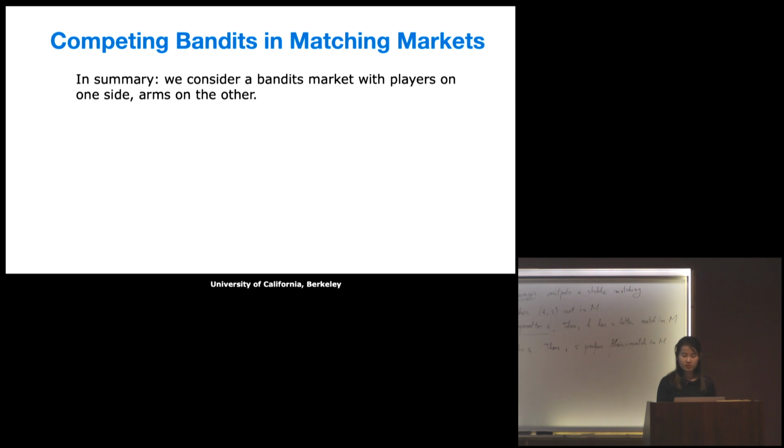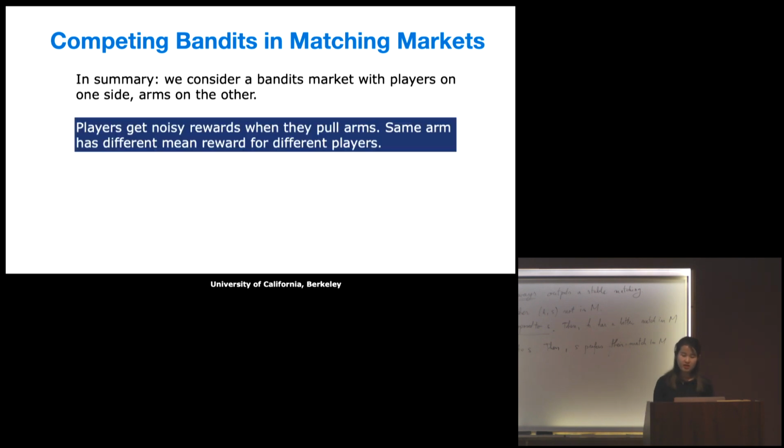So more formally, we're considering a bandits market with players on one side and arms on the other side. And the players get noisy rewards when they pull the arm successfully. And the same arm can have different mean rewards for different players. If you think of the players as people looking for jobs, say, and the arms are like jobs that are available, maybe you and I might not enjoy the same job equally. So different arms have different mean rewards for different players.